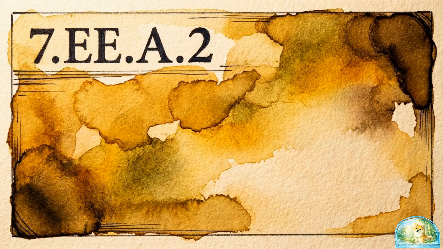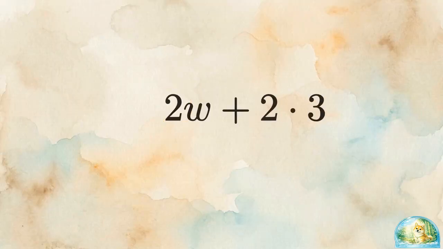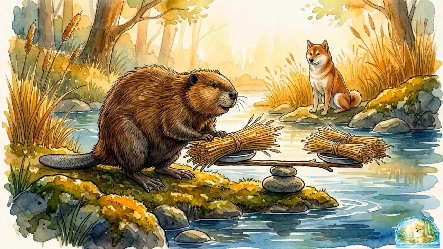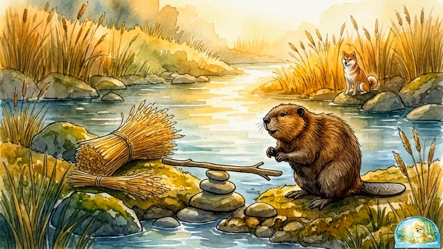7.EE.A.2, which focuses on rewriting expressions. Rewriting an expression highlights a specific relationship within the numbers, without changing the actual quantity Birch is carrying. Let's look at a common calculation, finding the total cost of an item that includes a 5% tax.